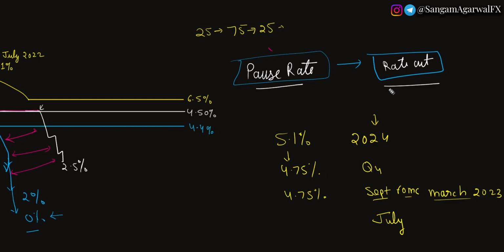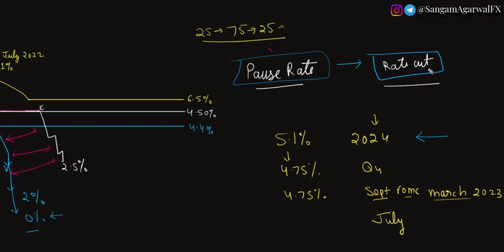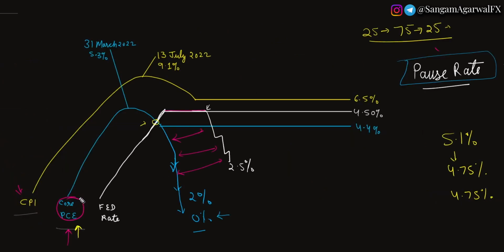And last year the trend was transitory inflation, and this year the trend is a soft landing. And if they do a rate cut at the same time that the market is expecting, then the soft landing will become real and there will be less damage in the economy, because according to the core PCE number, their inflation fight is now almost over. They do not need to hike much higher.